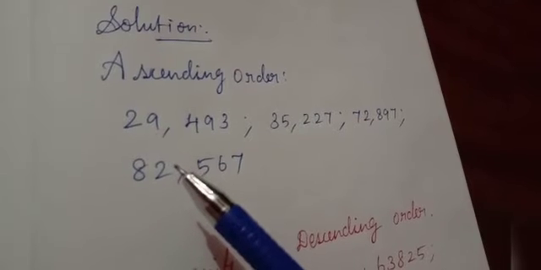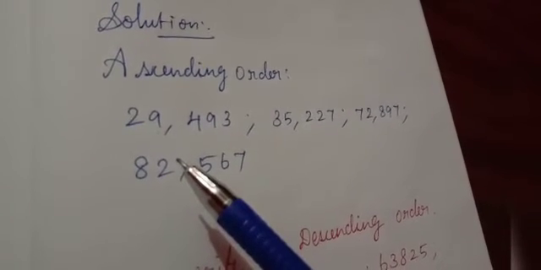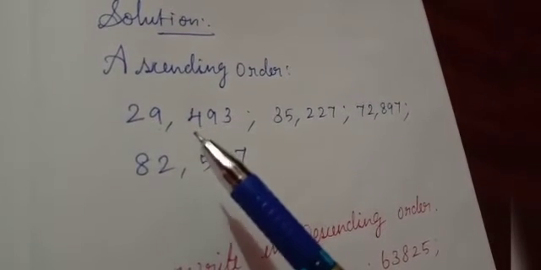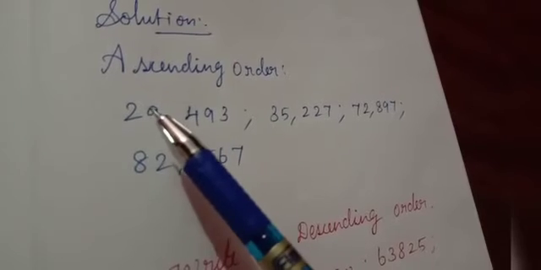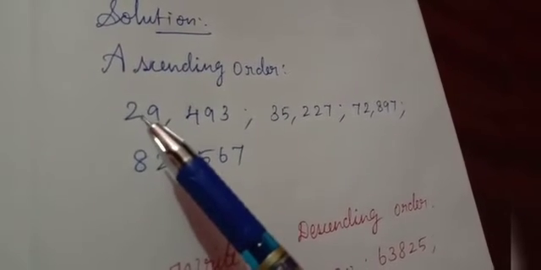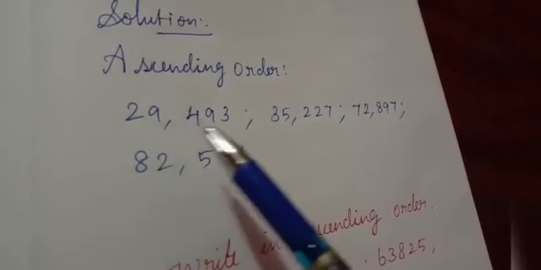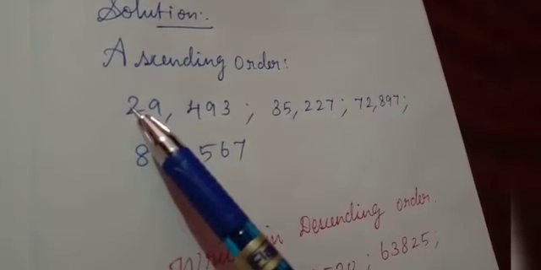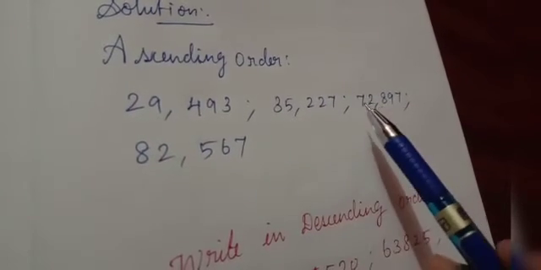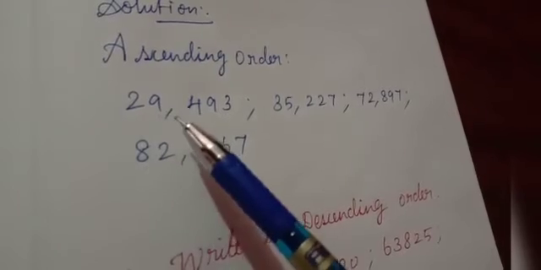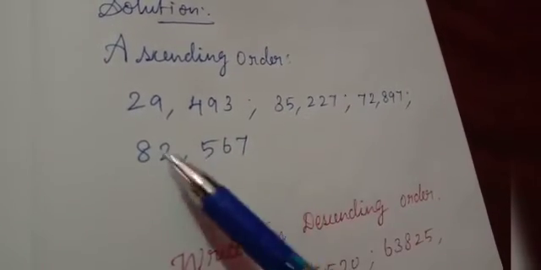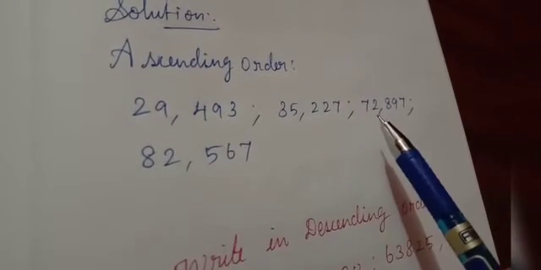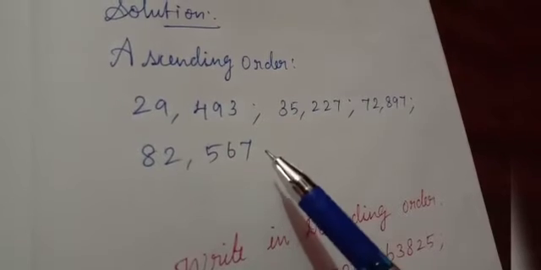Just count the number of digits. Depending upon the number of digits, we can write easily. If the number of digits is the same, we have to observe the highest place value. Here the 10,000s place is the highest one. While I observed the 10,000s place in all the numbers, this is the smallest one. Then 3 is coming, then 7, then finally 8 will come. So I have written in this order. I hope you understood how to write in ascending order. It is nothing but smallest to biggest.